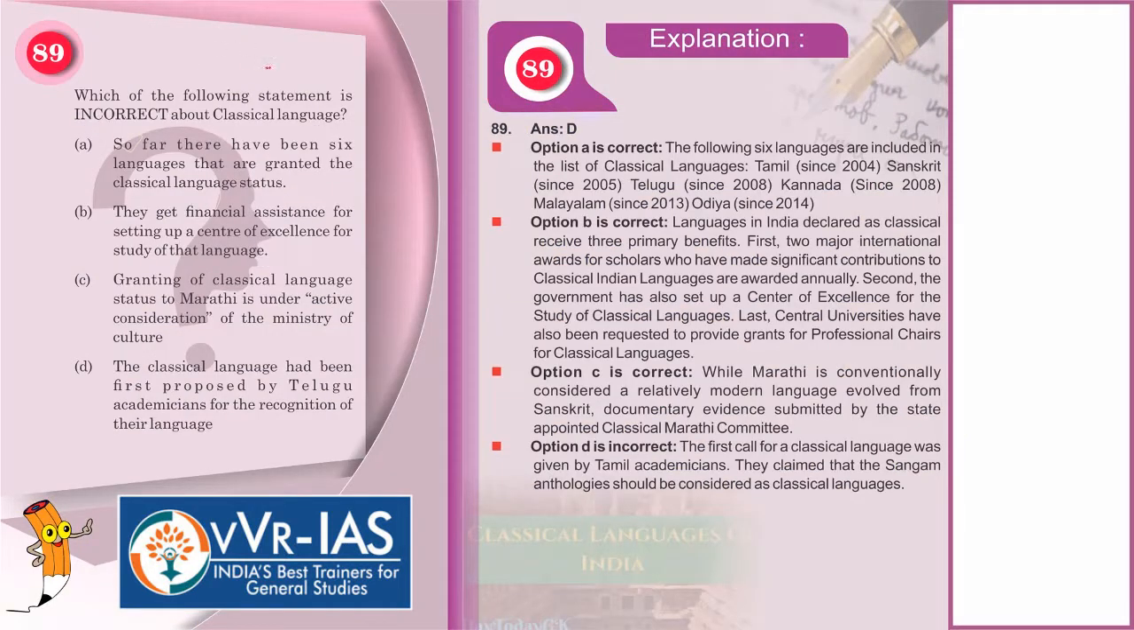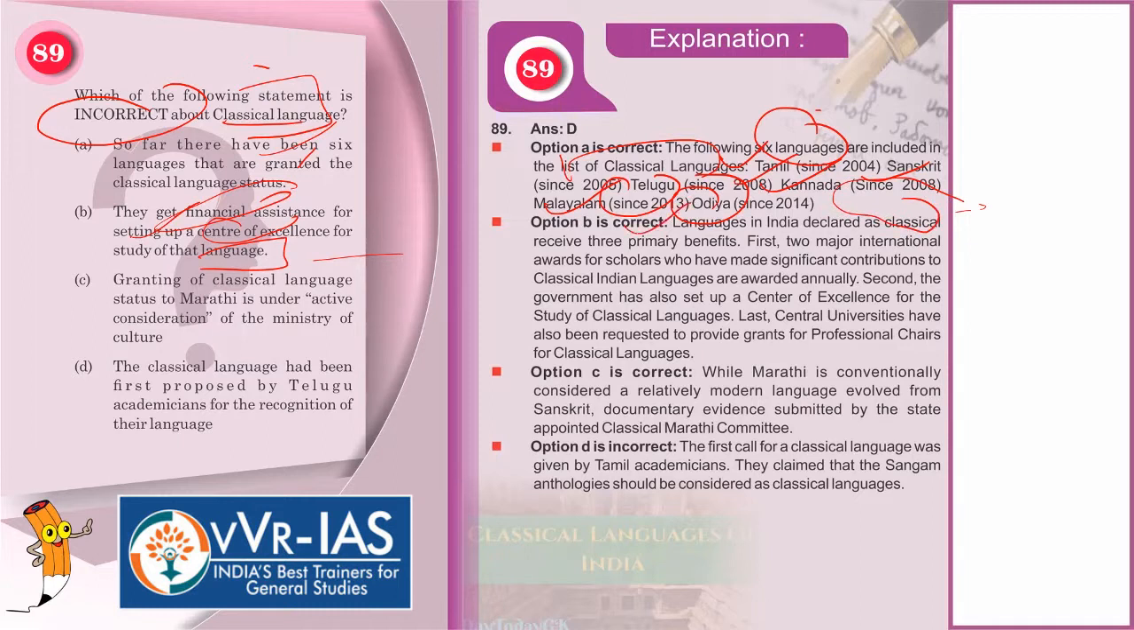89. Which of the following statements is incorrect about classical language? See, the following 6 languages are included in the list of classical languages. You have Tamil, Sanskrit, Telugu, Kannada, Malayalam, and Odia. So far there have been 6 languages. A is correct. The question is asking for incorrect. They get financial assistance for setting up a center of excellence for the study of language. The languages in India declared as classical languages receive 3 primary benefits.